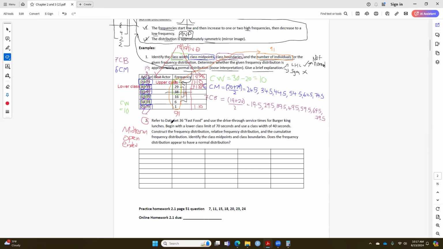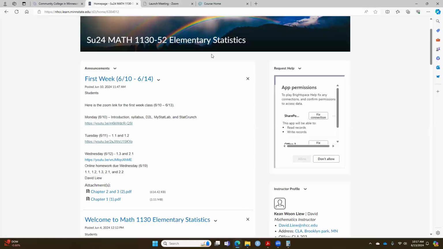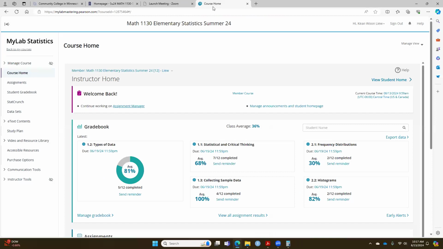So refer to data set 36, fast food. Use the drive-through service through the Burger King lunches. Okay, so this is super important here. In this case, you have to go into the data set 36 fast food. Now, where can you find this data set 36? You have to go into your StatCrunch.